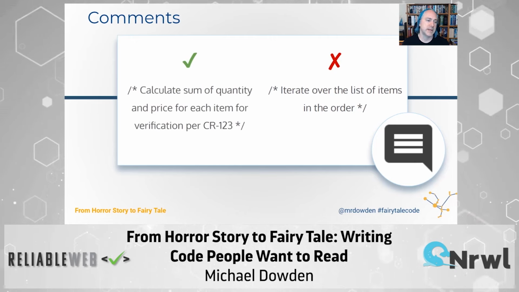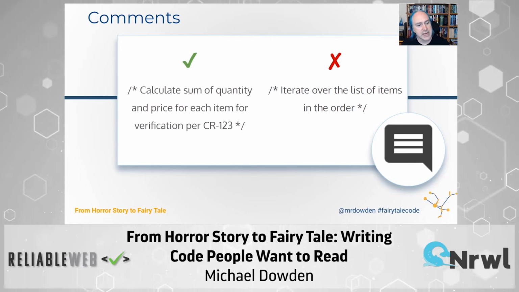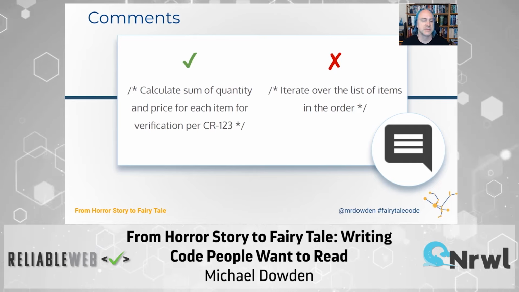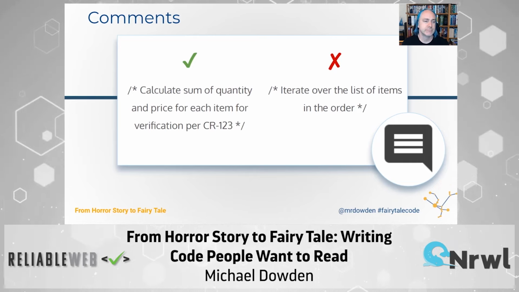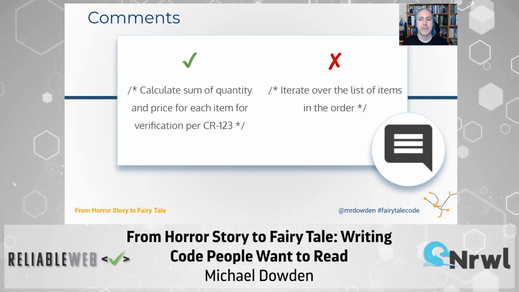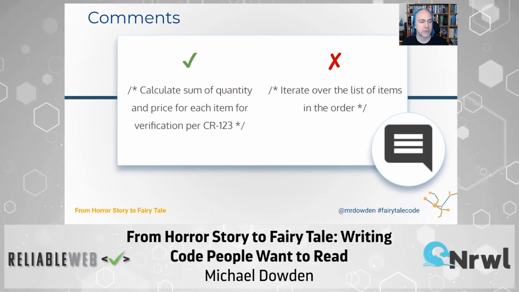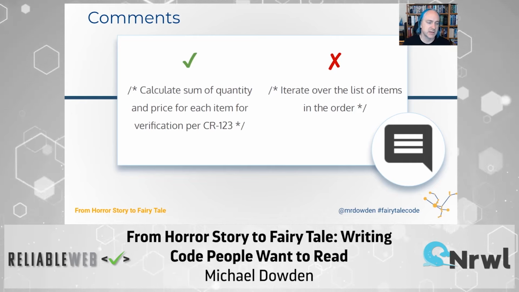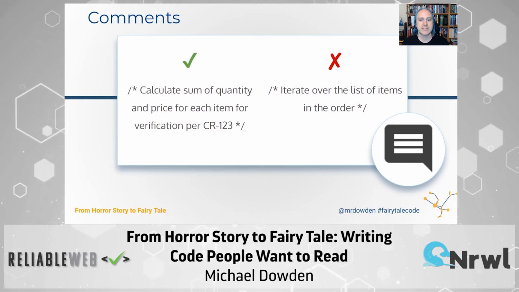However, I might not know this. What I'm doing is calculating the sum of quantity and price for each item for verification per this specific story or issue or ticket, right? This is helpful. This tells me where to go look for information about this later if I want to change it so that I don't make a mistake or screw something up, right? That's valuable.